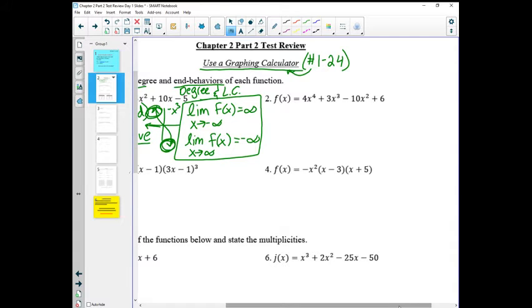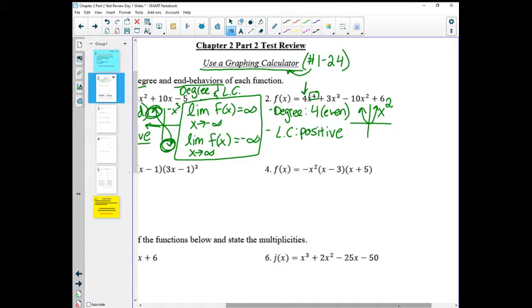On question 2, we're doing the same thing. The degree is the highest exponent, which is 4. That's an even number. The degree is even, and it's 4. To tell the end behavior, we already stated the degree. The leading coefficient is positive, because that's a +4. Just by knowing the degree and the leading coefficient, we can think of another function that is even, like the squared function, and positive, that looks like this.